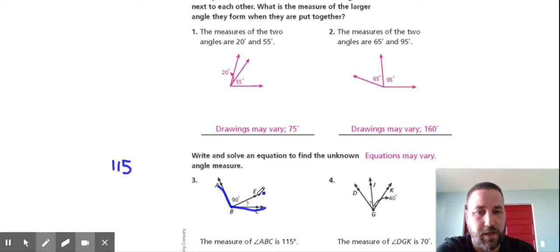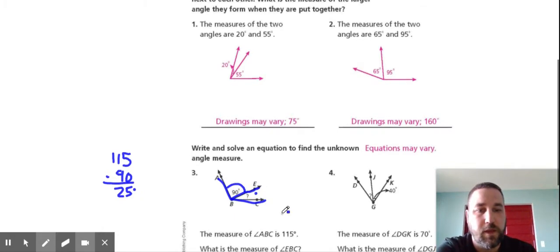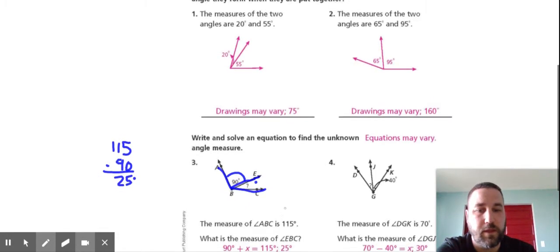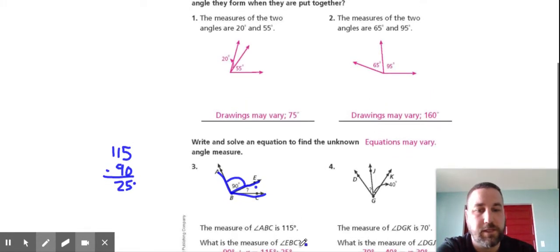All right. So if I take away this 90-degree chunk right here, that's going to leave me with what I want. So what I want to do is take away 90 degrees. So you're doing a subtraction problem. Okay. So 5 minus 0 is going to be 5, and 11 minus 9 is 2. So therefore, angle EBC or CBE should equal 25 degrees. And they say right there that it's obviously EBC there.